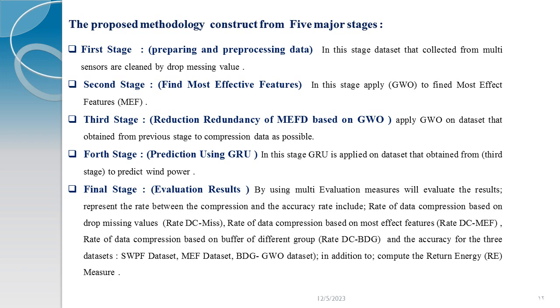These measures represent the relation between the compression and accuracy rates, including the rate of data compression based on dropping missing values, the rate of data compression based on the most effective features, the rate of data compression based on the buffer of different groups, and the accuracy of the three datasets. Spatial wind power forecasting datasets, that represent the original datasets, the most effective feature datasets, and the buffer different group Grey Wolf optimization datasets, in addition to computing the return energy measure.